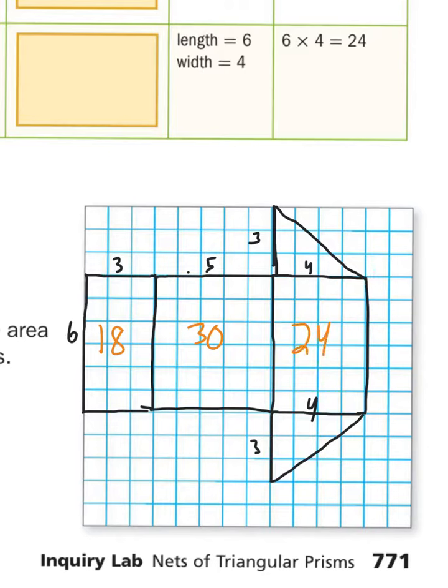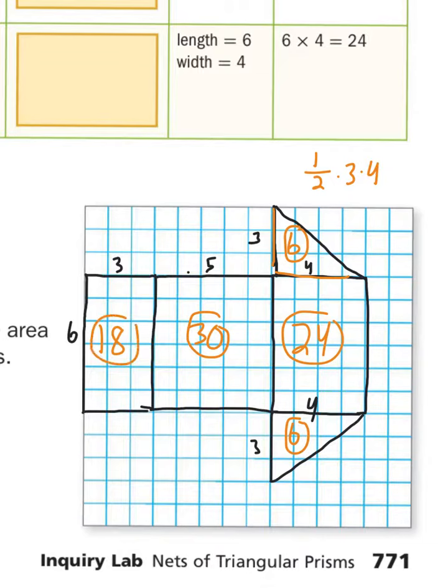Now the triangles, be careful, because my height is 3 and my base is 4, so it's half times 3 times 4, which is 6. Be careful not to write 12 in there and just multiply the 3 by the 4. That's a big mistake people make.